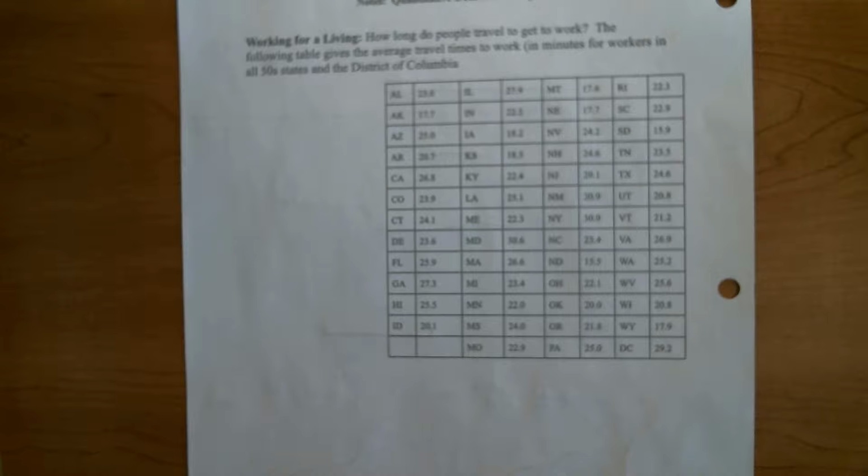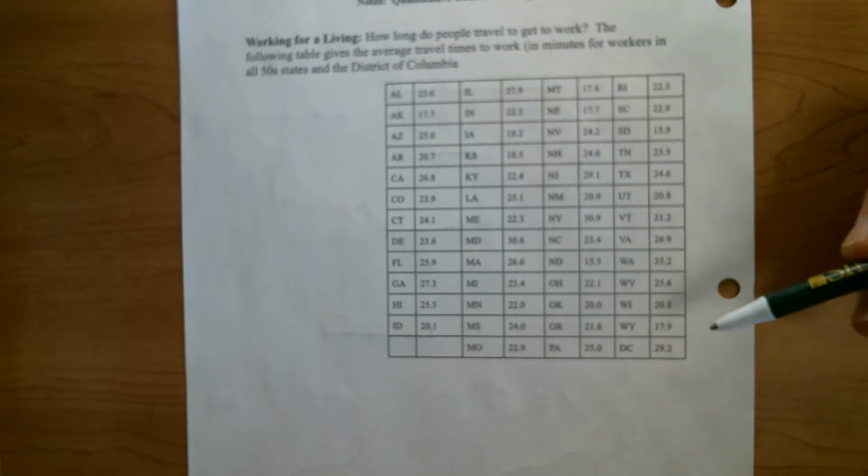So, working for a living. How long do people travel to get to work? The following table gives the average travel times to work in minutes for workers in all 50 states and the District of Columbia. So we've got all 50 states and the District of Columbia. So we have 51 data points. So that means whatever our histogram ends up looking like, those bars should add up to 51, right? Because we have to account for every observation.